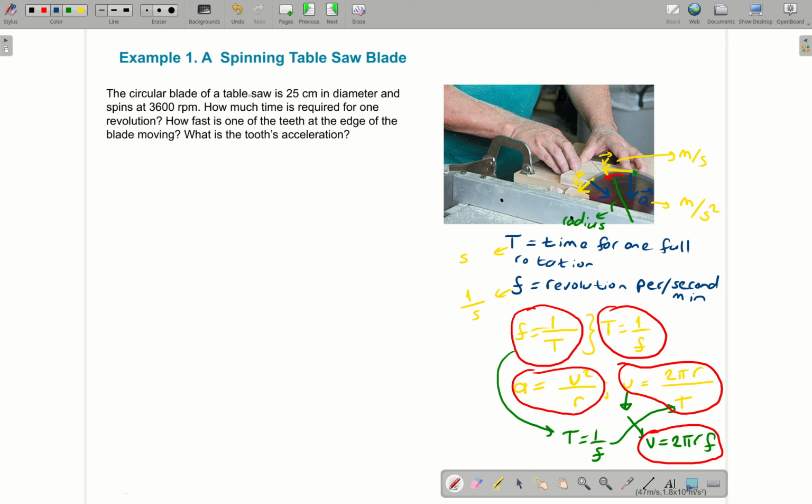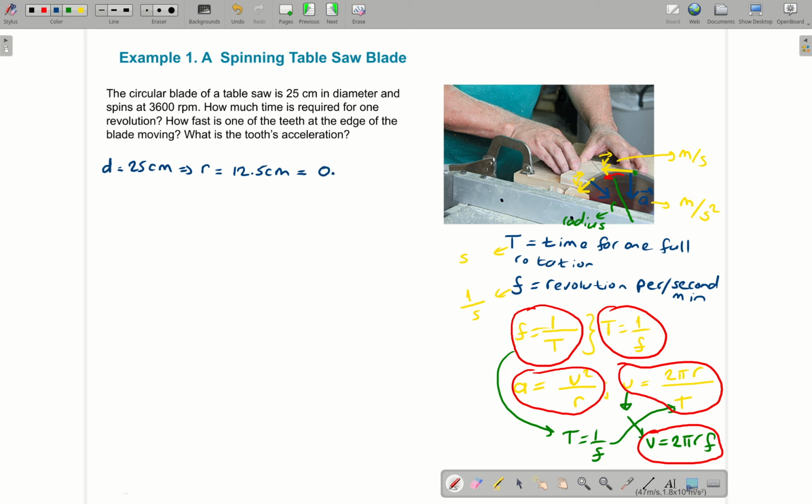Now I'm going back to my question here. The circular blade of a table saw is 25 centimeters in diameter. Okay, I am given the diameter, but I know I always use the radius. So I'm going to directly take half of that to avoid errors. That radius will be half of that, 12.5 centimeters. I'm going to go even further and divide that by 100 to convert to meters, because I always use SI units.